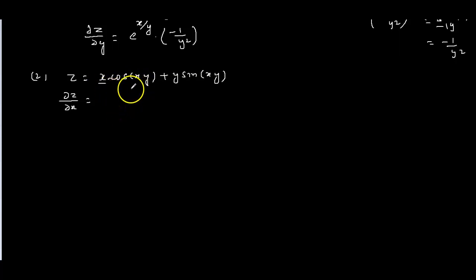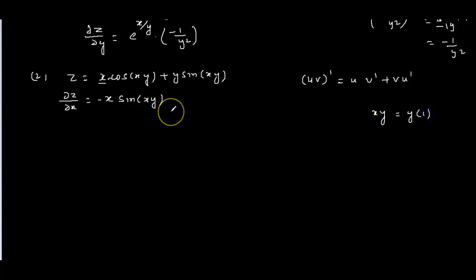So two functions are there, so we need to apply u into v. The u into v differentiation is u v dash plus v u dash. x as it is, and the cos differentiation is minus sin of xy. Now in the bracket here is the angle xy, and we have to differentiate this xy with respect to x. So y is the constant outside, and the x differentiation is 1. So we can write only y.